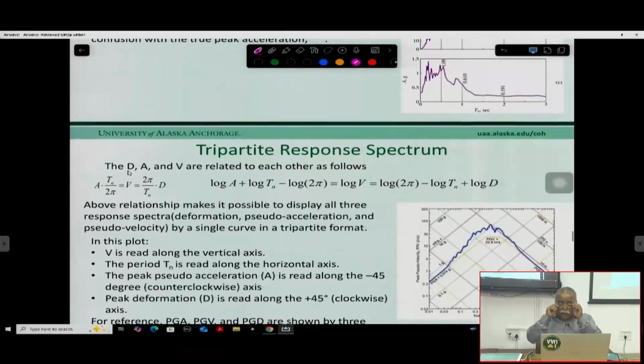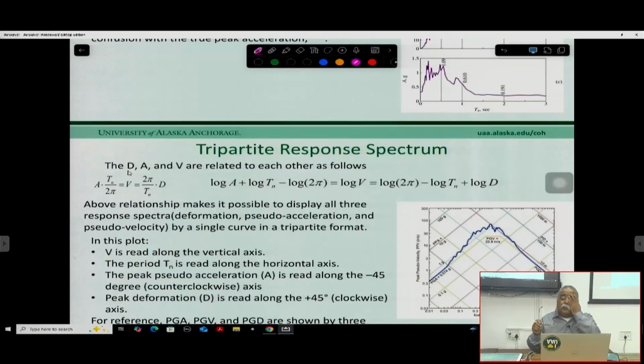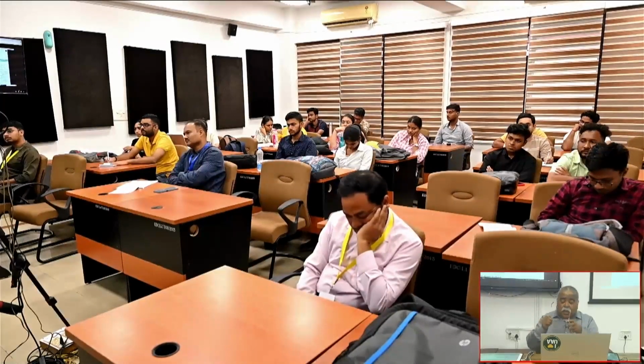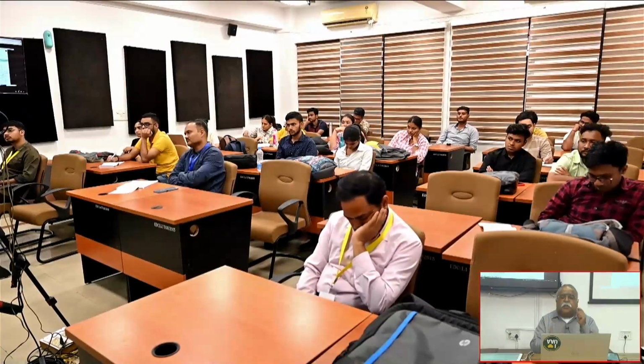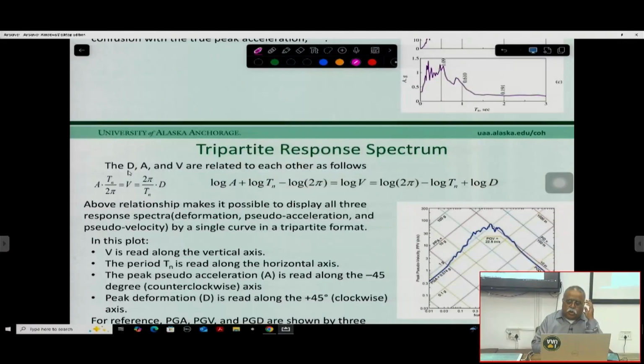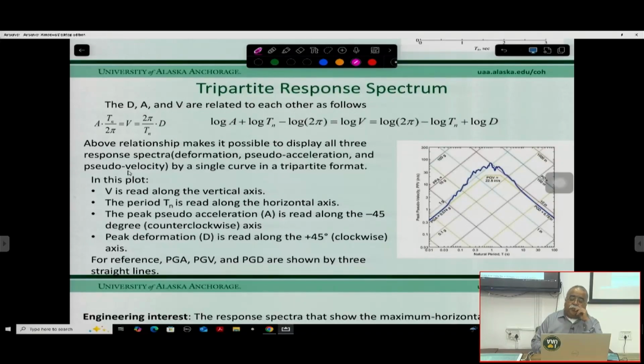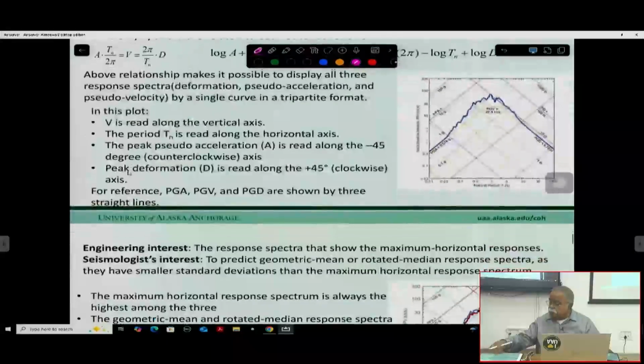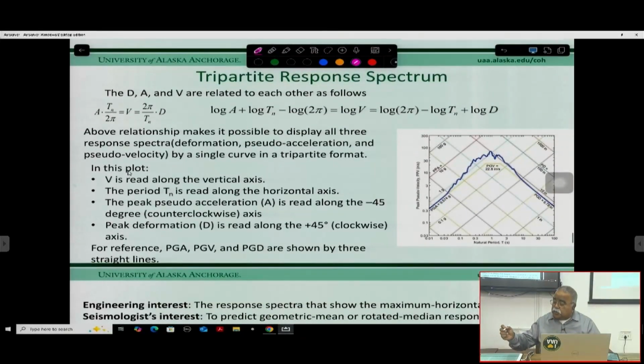Okay, next part is that all the engineers and the seismologists always try to plot this response spectrum in a tripartite plot, right? So a tripartite plot just looks like this. Okay, so let me do this one.